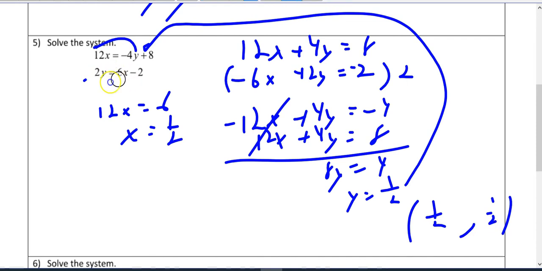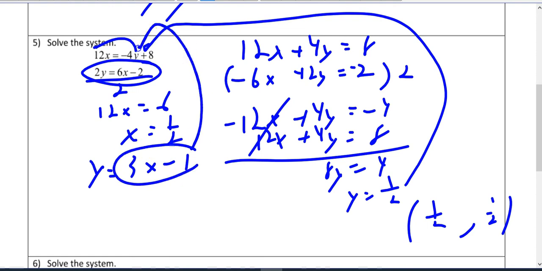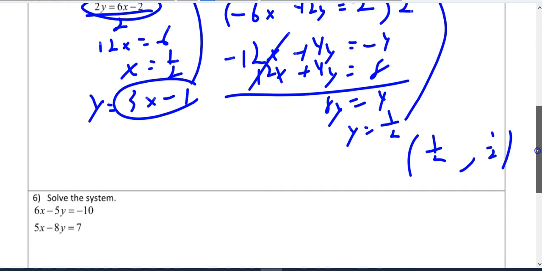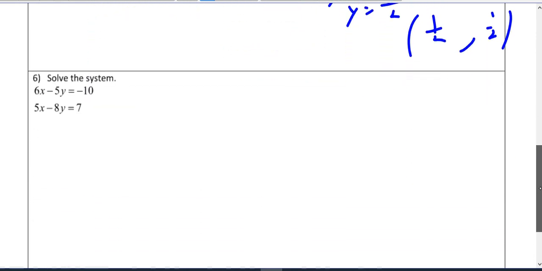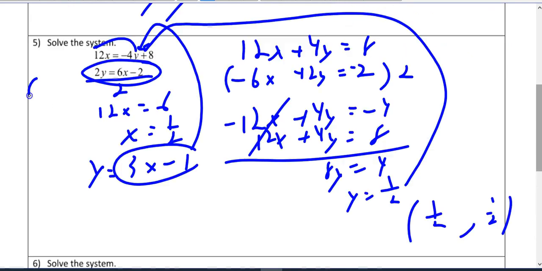But if you notice that everything in this one is divisible by 2, I could just divide out the 2 everywhere, and get y equals 3x minus 1, and substitute that into the first one for y. It doesn't matter. One's not really that much faster than the other. It's just a different way of going about it. I still would have gotten 1/2, 1/2. Now this one, substitution would not be nice because you're going to get a lot of nasty fractions. So you're just going to do elimination.